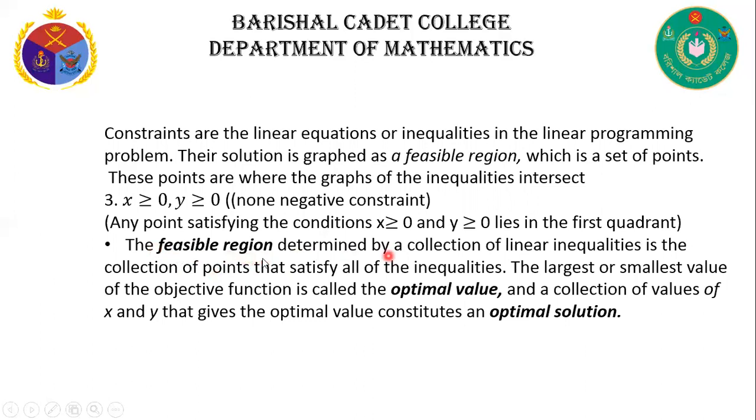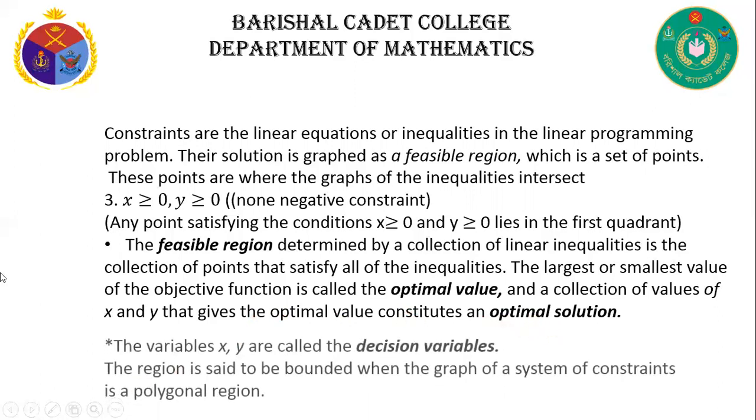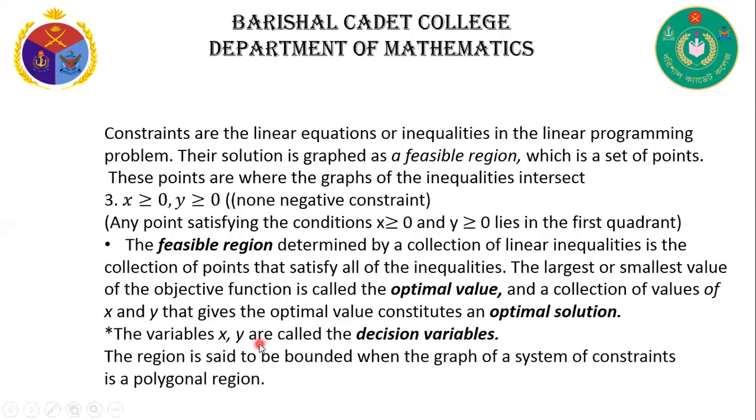The feasible region determined by a collection of linear inequalities is the collection of points that satisfy all the inequalities. The largest or smallest value of the objective function is called the optimal value, and a collection of values of x and y that gives the optimal value constitutes an optimal solution. The variables x, y are called the decision variables. The region is said to be bounded when the graph of a system of constraints is a polygonal region.